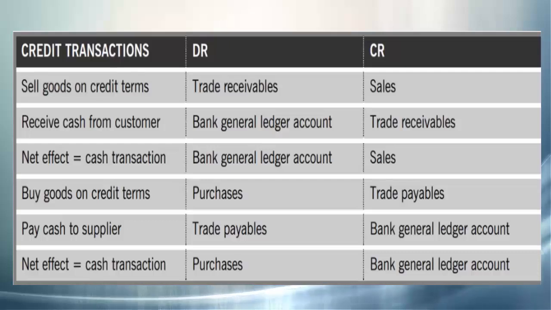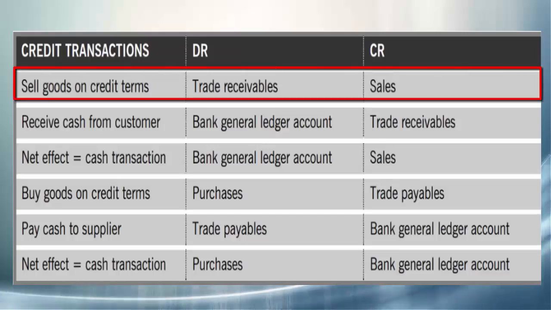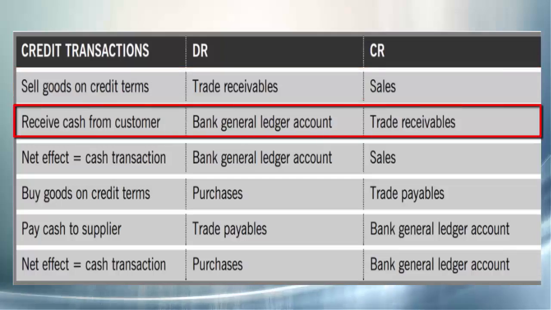Examples of credit transactions. Let's look at the table in the attachment and explain how different types of credit transactions are recorded in ledger accounts. Example 1. Selling goods on credit. What happens? A business sells goods to a customer on credit, meaning the customer will pay later. For example, if a business sells goods worth $1,000, income, sales increases, so the sales account is credited. Assets, amount owed by the customer, increase, so the trade receivables account is debited. Entry in the ledger accounts. Trade receivables account, debit $1,000. Sales account, credit $1,000.